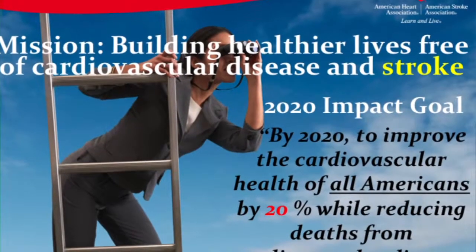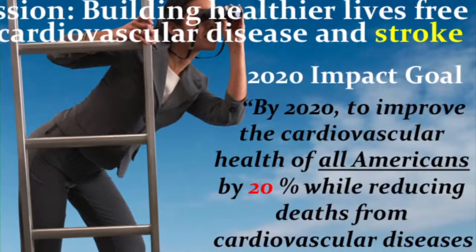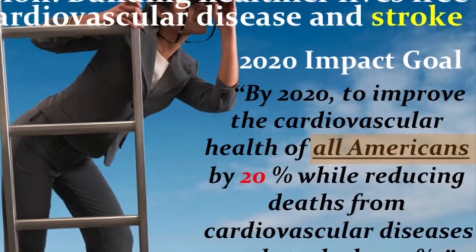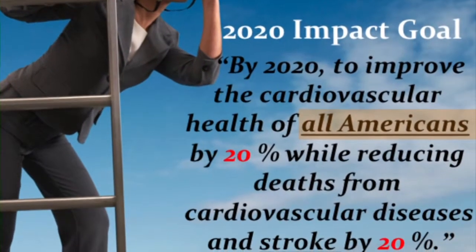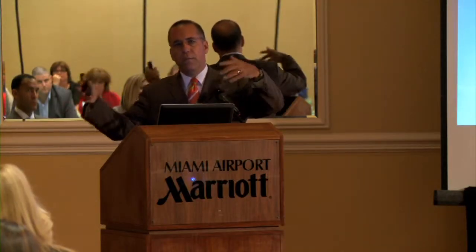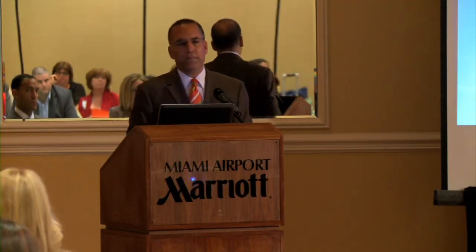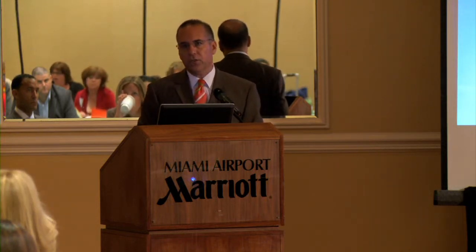The impact goal for the American Heart Association is, by 2020, to improve the cardiovascular health of all Americans. And that means white, African American, Hispanic, Asians, every single group in the United States. Mortality reduction is still in there, but improving health, shifting the population to better phases of health, is critical.